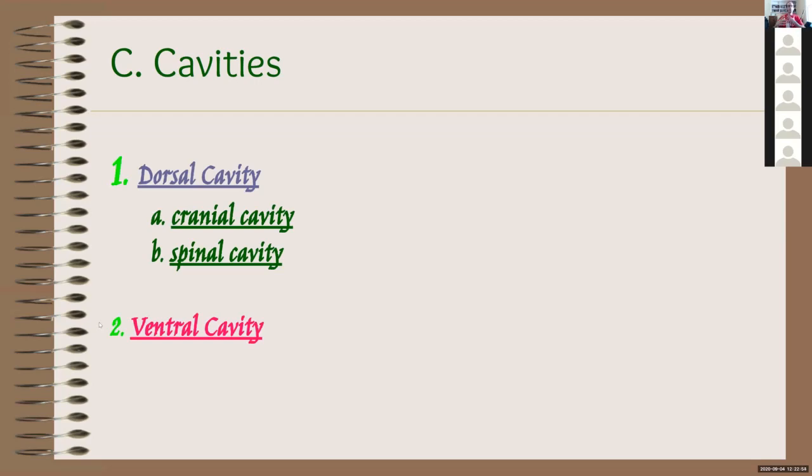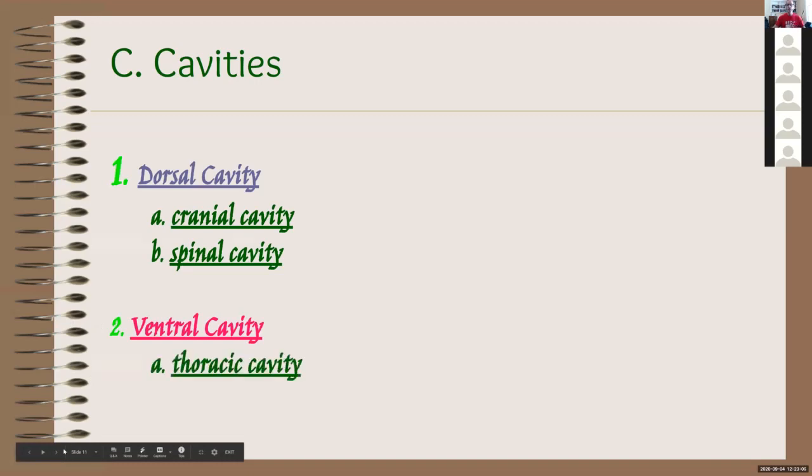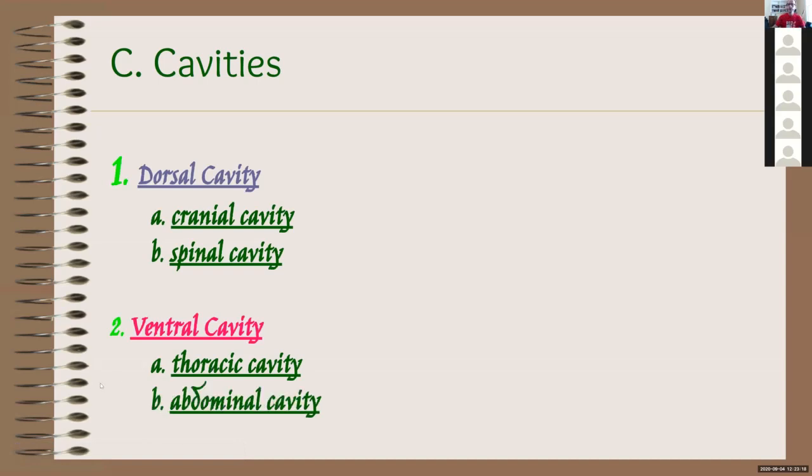Now, ventral is anterior. So it's anterior, towards the front. So the ventral cavity is the cavity towards the front. And that has three smaller cavities in it. First one is the thoracic cavity. That's the cavity up here. And the thoracic cavity is broken down into smaller cavities, but we're not going to worry about those. Underneath the thoracic cavity is the abdominal cavity. So that is this cavity.